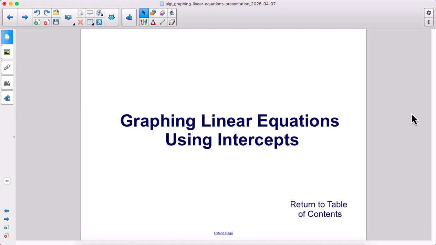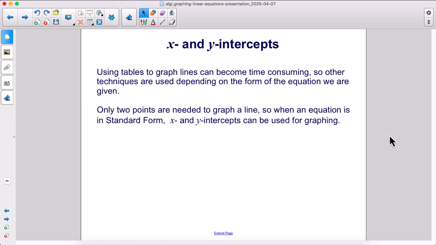Graphing linear equations using intercepts. Using tables to graph lines can become time-consuming, so other techniques are used depending on the form of the equation we're given. Only 2 points are needed to graph a line, so when an equation is in standard form, x and y intercepts can be used for graphing.